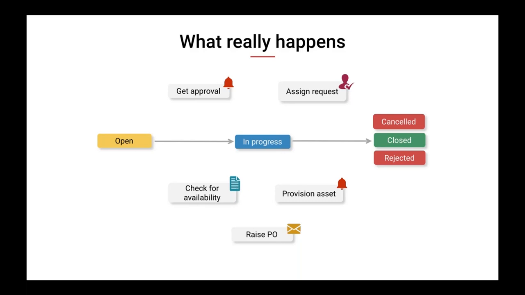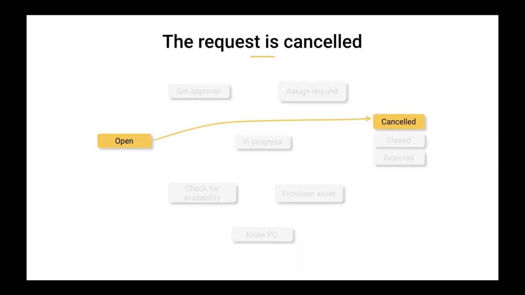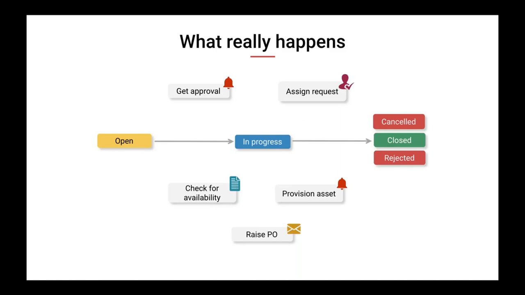So this is what really happens when we take a very simple asset ordering request as well. It doesn't go in a straight path. There are a couple of components that we have to make a note of. So let's take a couple of these scenarios, such as how a request can travel if it's canceled or closed or rejected, or even if I need to provision an asset. We are just going to see what all these other transitions are that it may take.